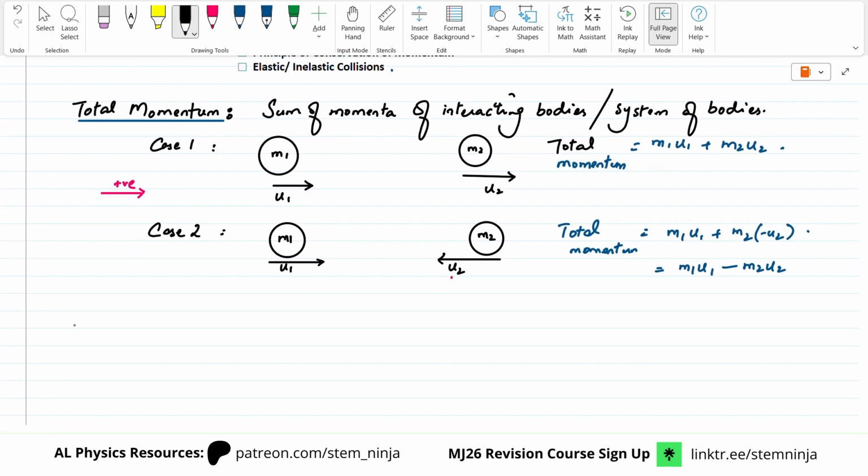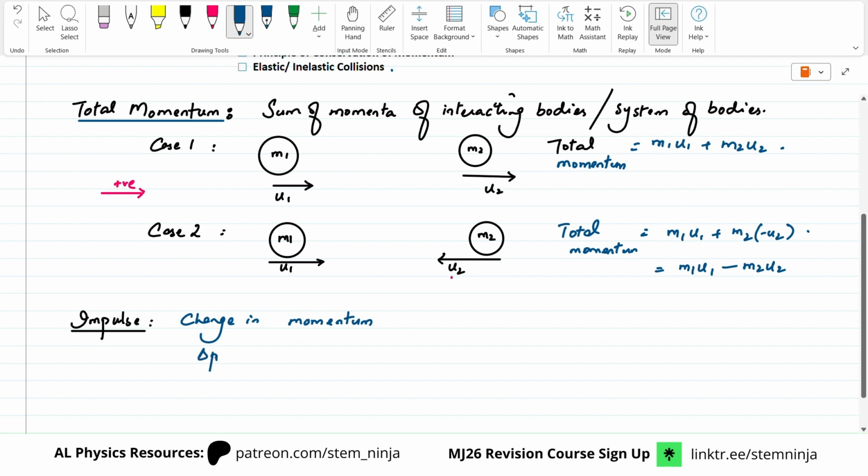Now, impulse. Impulse is basically just the change in momentum. It is defined as change in momentum. So basically, the change in P, which, if you remember from the definition of force, so force is equal to rate of change of momentum, this would be equal to force times the duration of time the force is acting.